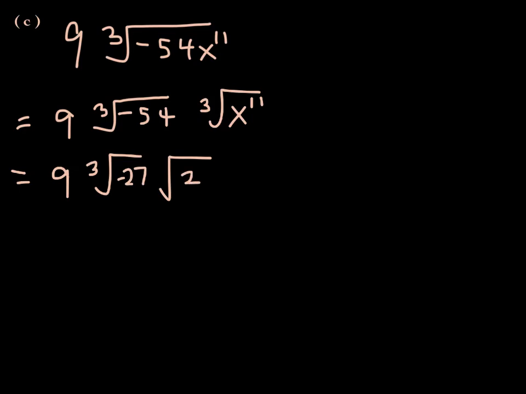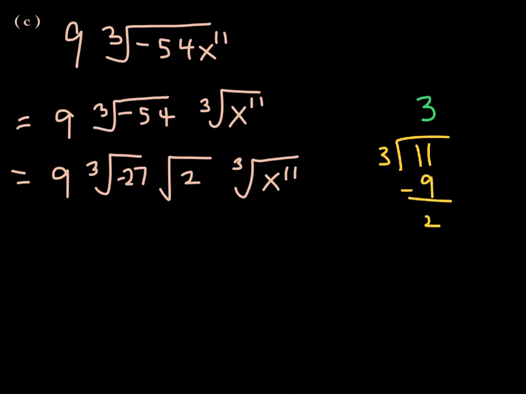That's negative 54. Again, I want to emphasize the need for us to know our perfect cubes and to know our perfect fourths and so forth. As far as the cube root of x to the 11th, that is the same thing as saying how many groups of 3 can I make out of 11? In other words, I'll divide 11 by 3. 3 goes into 11 3 times, of course, and 3 times 3 is 9, leaving you with a remainder of 2.